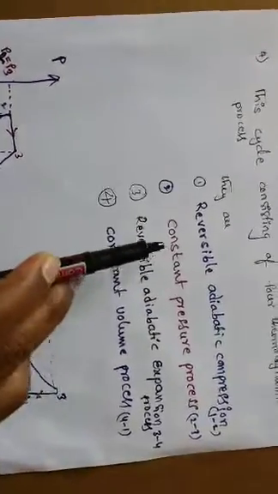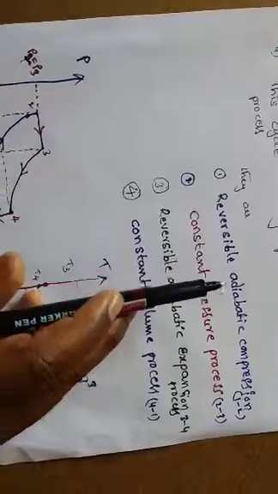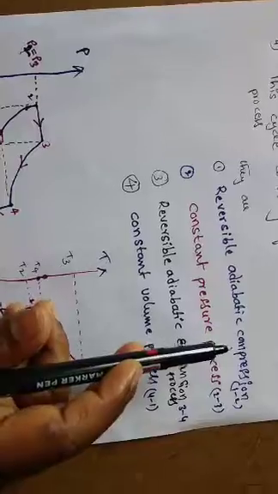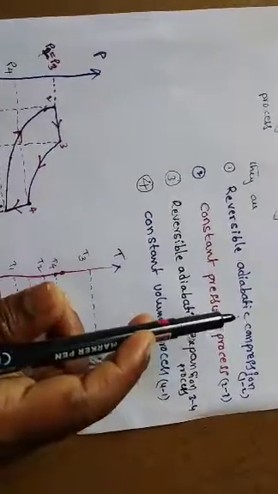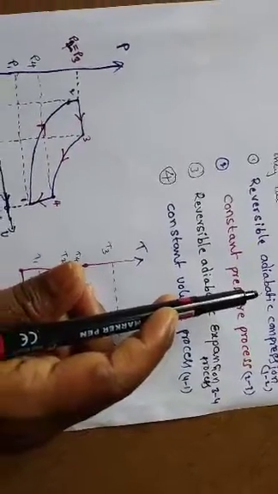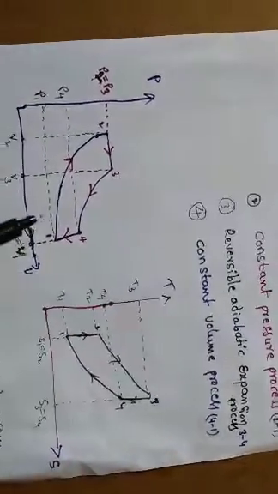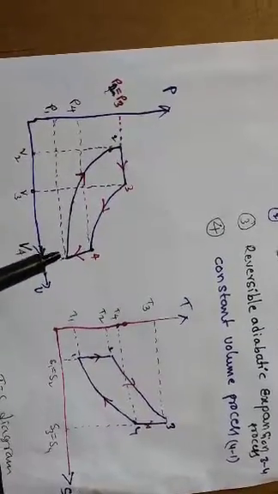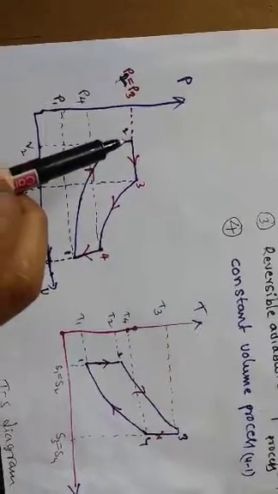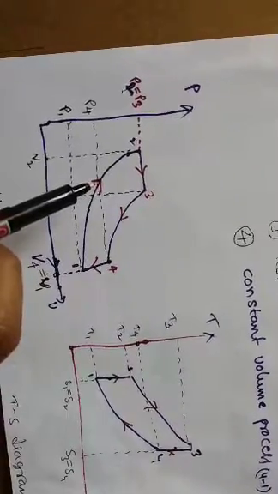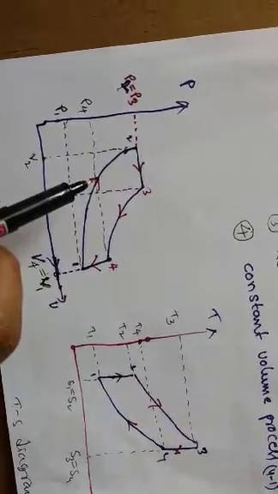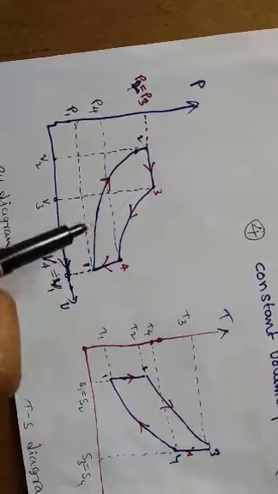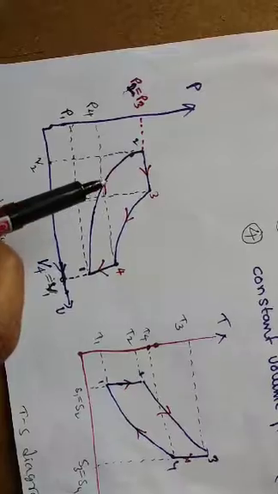First, what is the first thermodynamic process? A reversible adiabatic compression, or simply adiabatic compression, that is the 1 to 2 process. Already we know that an adiabatic process is a curve in the PV diagram. So the 1 to 2 process is adiabatic compression. In a compression process, the arrow must point towards the vertical axis.